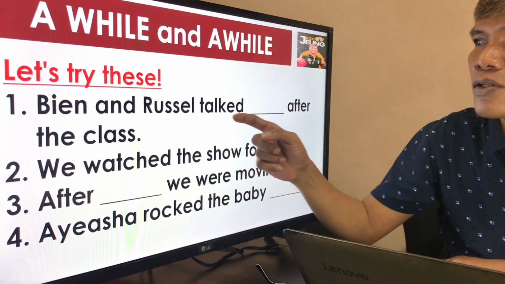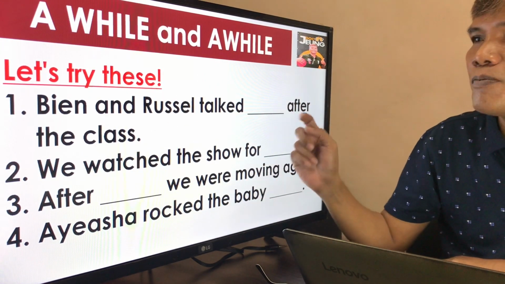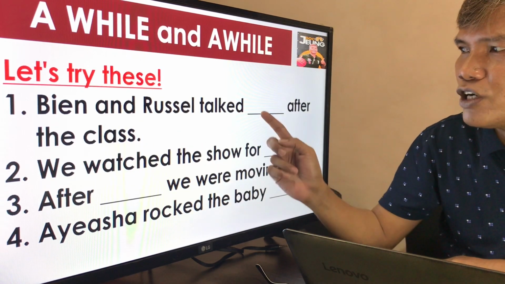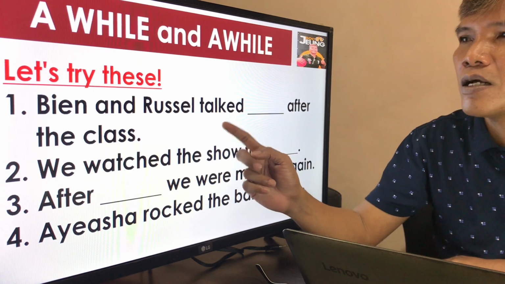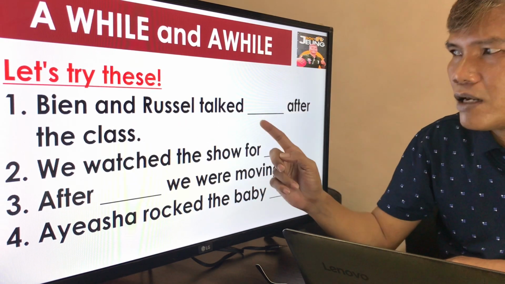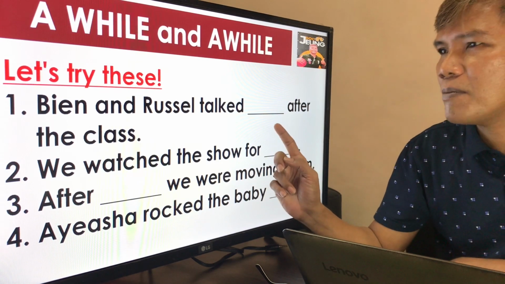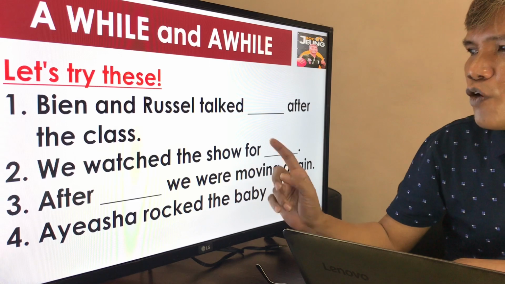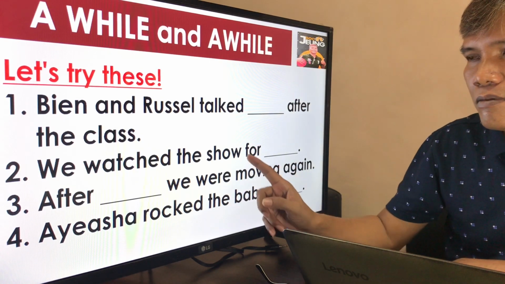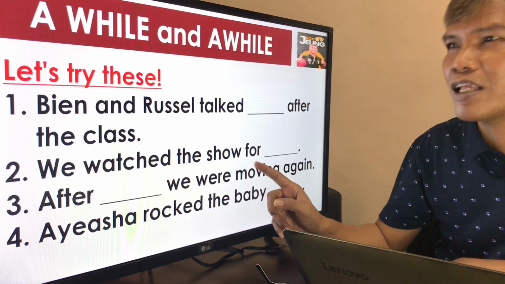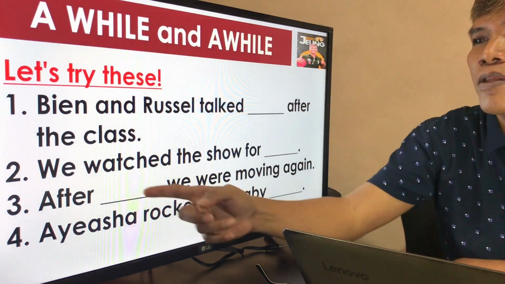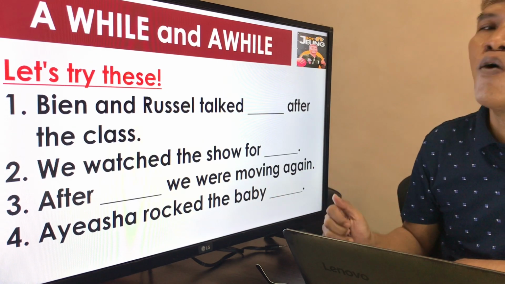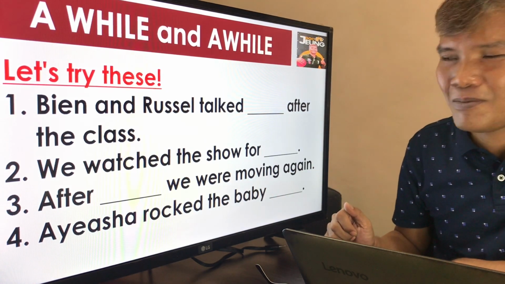Ben and Russell talked awhile after the class. It serves as an adverb. It modifies the verb talked. Ben and Russell talked for a short period of time after the class. Number two, we watched the show for blank. There is a preposition, for, therefore we will use a while. We watched the show for a while, or we watched the show for a period of time.